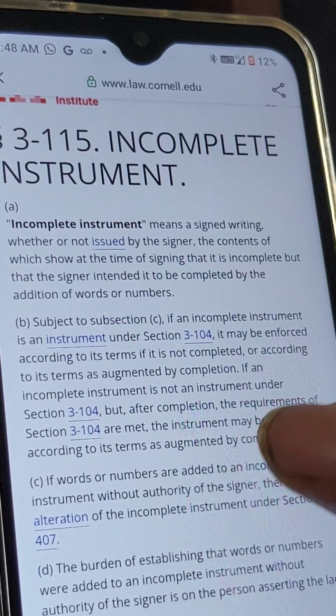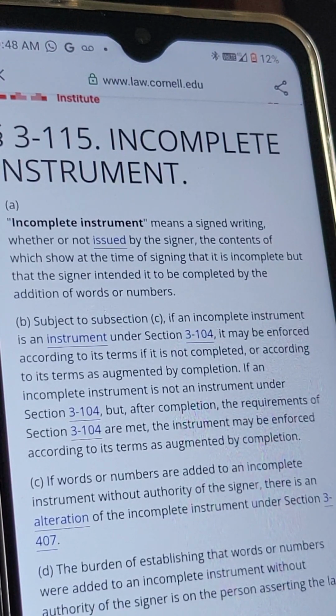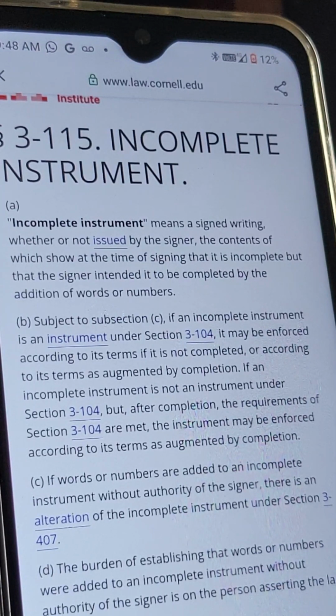Section 3-115, incomplete instrument. A, incomplete instrument means a signed writing, whether or not issued by the signer, the content of which shows at the time of signing that it is incomplete, but that the signer intended it to be completed by the addition of words or numbers.